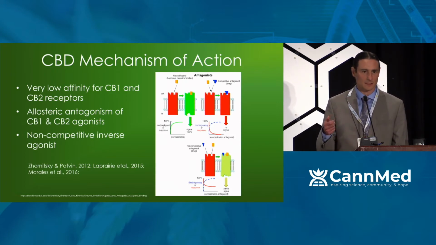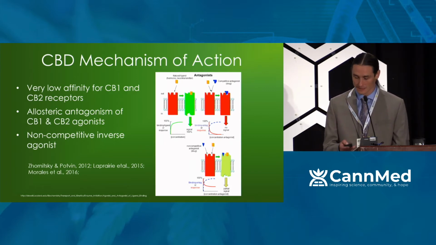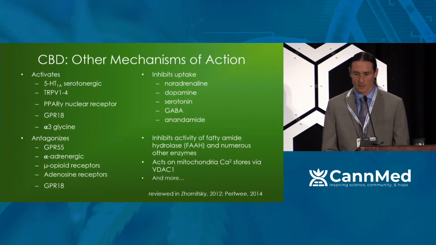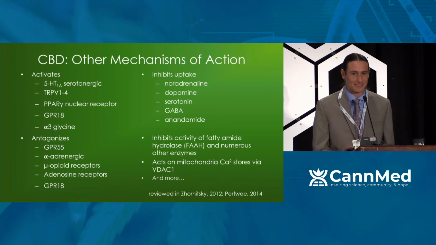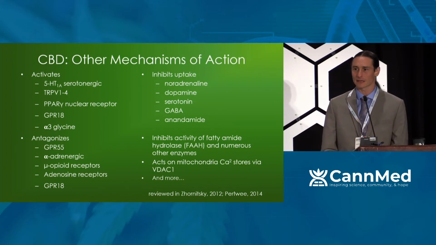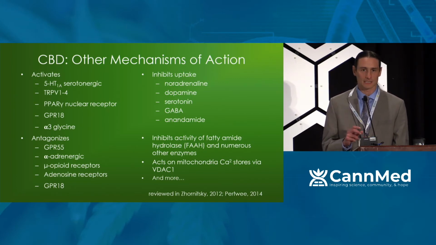So CBD is basically turning down the volume of the activity of these CB1 agonists, and likely CB2 as well, even though that's not super clear yet. But that's not the only way that CBD is working. And I think a lot of the benefits that we attribute to CBD are not based on this negative allosteric modulation of CB1 and CB2.